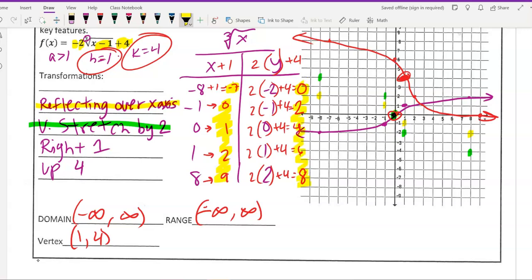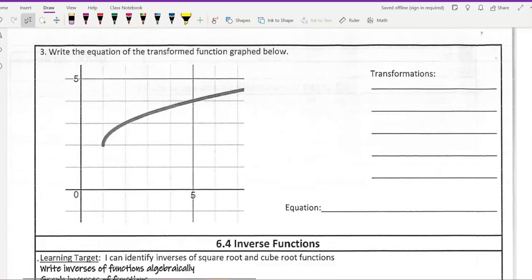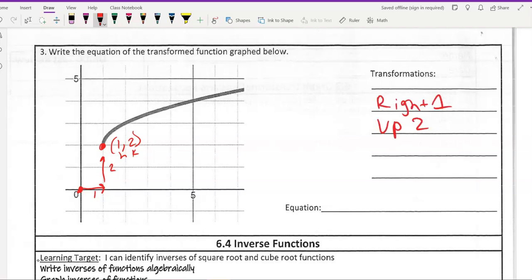Okay? All right. So moving along, number 3. Write the equation of the transformed function graph below. All right, so first things first, we should check out that vertex. Our vertex is here at 1, 2, which means that's my h and that's my k. Now, the original graph started at 0, 0. So our vertex has moved right 1 and up 2. So our entire graph is moving right 1 and up 2.